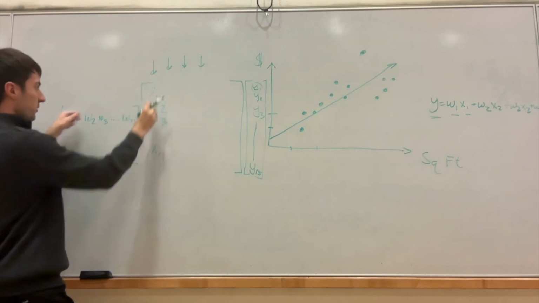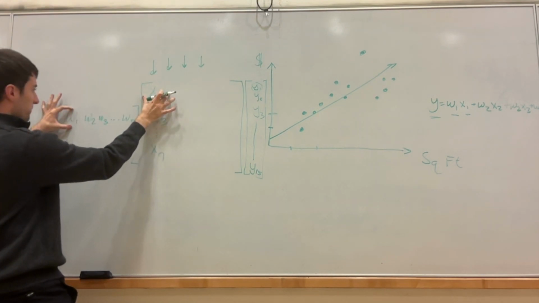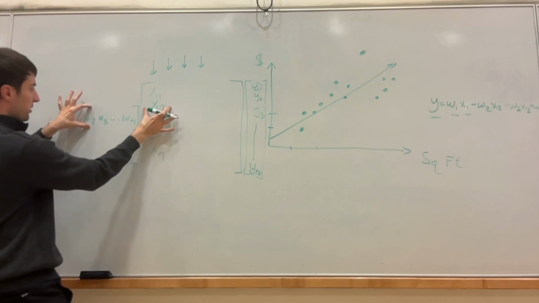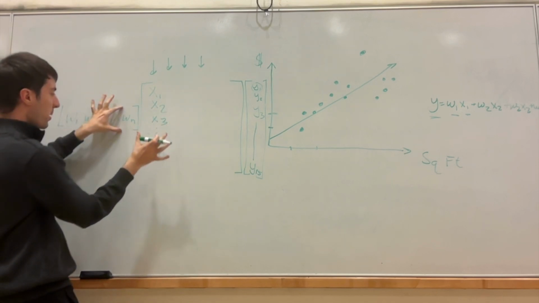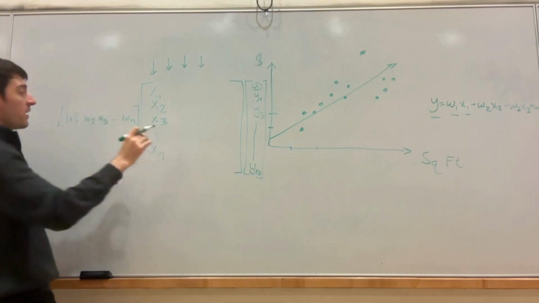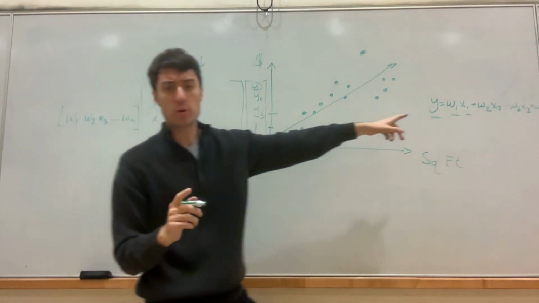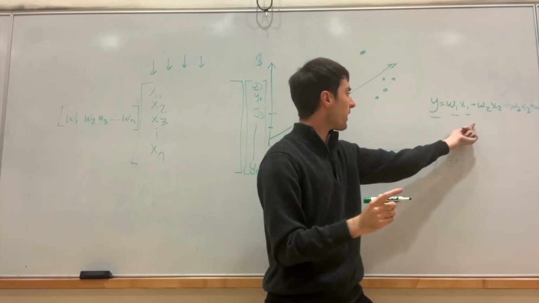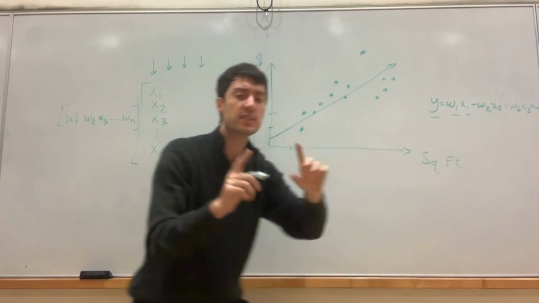W1 x1, plus W2 x2, plus W3 x3, up to Wn xn. Oh, that's perfect. That's just what I wanted. That's just what we have up here: W1 x1, W2 x2, and everything is added together. That's exactly what we have.